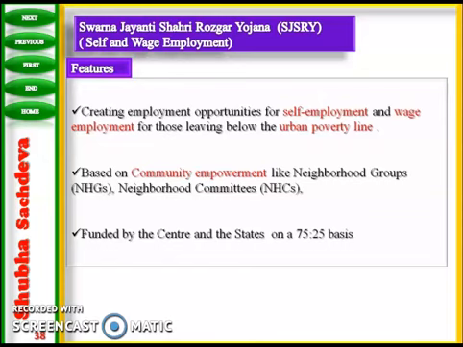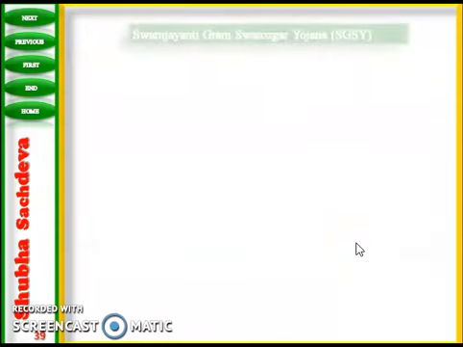And for this the funds, that means पैसा कहाँ से आया इस योजना के लिए? The money that was put in: self-employment, wage employment, they have given subsidies, they have improved community empowerment. For this the funds were given by the center government and also the state government, but on which basis? 75% of the cost was borne by the center government and 25% was borne by the state government, as it has been written here. Funded by the center and the state on a 75-25 basis.